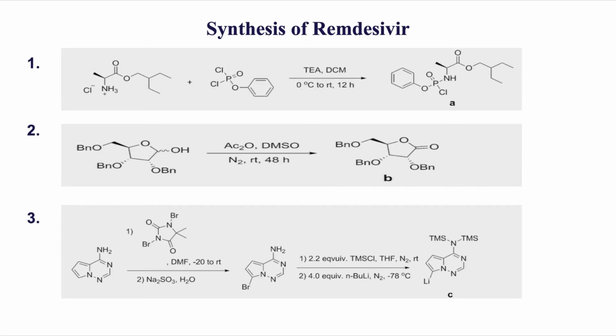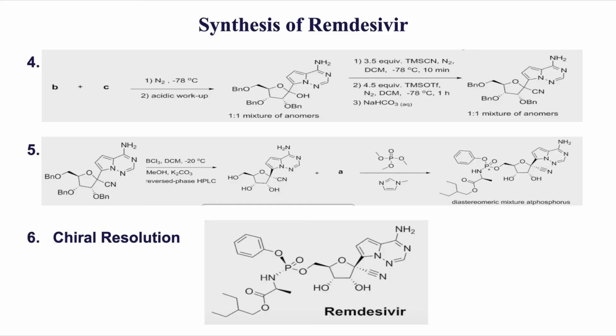4-aminopyrrolotriazine is brominated and the amine group is protected by excess trimethylsilyl chloride. N-butyllithium undergoes a bromide-lithium exchange reaction at low temperature to yield the intermediate C. The intermediate B is then added to a solution of intermediate C. This reaction is carried out in a weakly acidic solution to obtain anomer mixture.